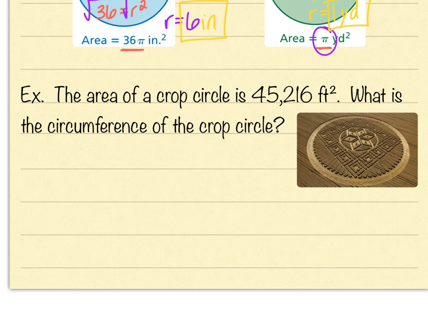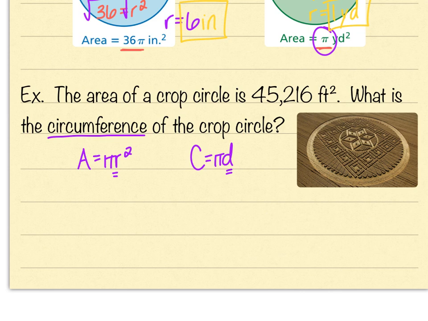On the topic of circles, this one takes us back several chapters, when we did our area and surface area and volume chapter. This one says the area of a crop circle is 45,216 square feet. What is the circumference of the crop circle? Well, the area formula is, like I said before, A equals pi r squared. The circumference formula is C equals pi d. So in order to find the circumference of the circle, I'm going to have to work backwards to find out what the radius of the circle is, and then therefore the diameter of the circle.